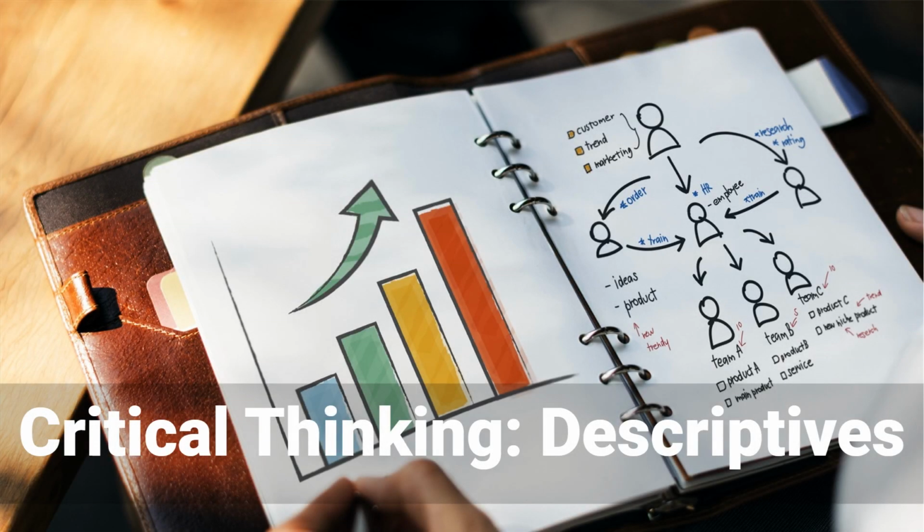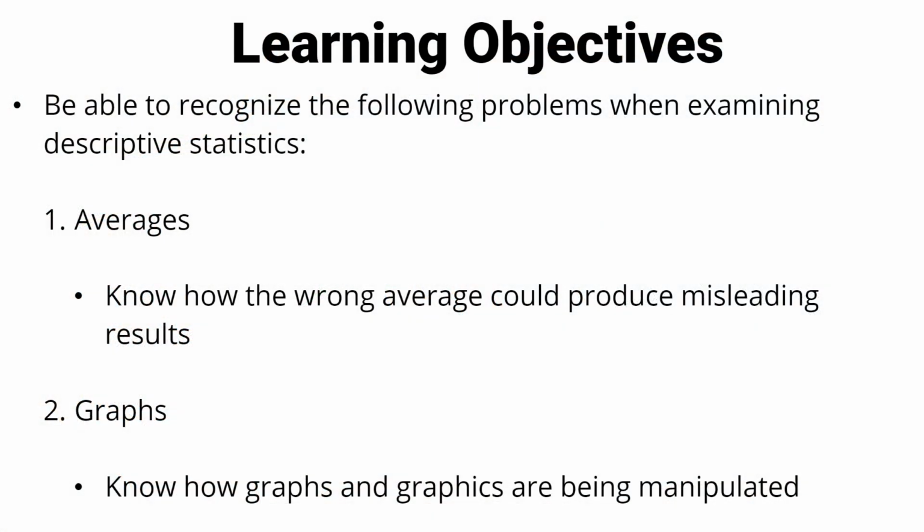This lesson relates to problems with the presentation of descriptive statistics that can occur in reports of statistical data. After completing this lesson, you will be able to identify the following problems when reading statistical reports. First, you will know how the use of the wrong average could influence your results. Second, you will know how to identify manipulations in graphs and graphics.